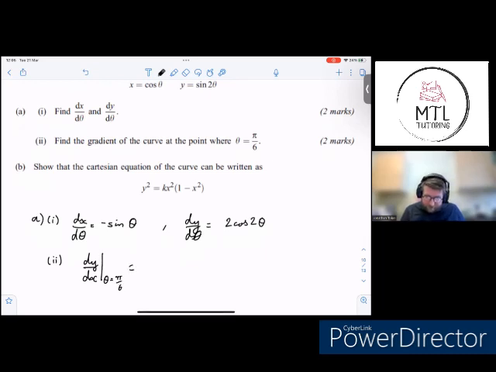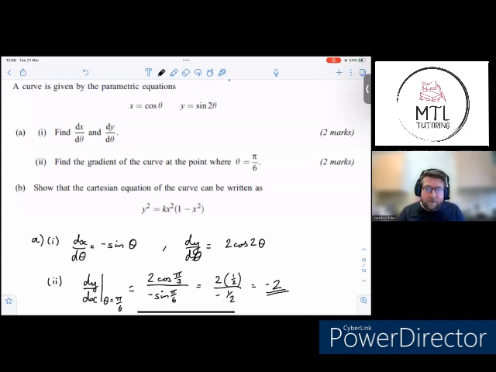Well, dy by dx is just dy by d theta over dx by d theta, so this becomes 2 cos 2 theta, which is pi over 3, over minus sine pi over 6. Okay, so pi over 3 is 60 degrees, so this becomes 2 times a half over, and pi over 6 is 30, so that would be minus a half. So we're just left with minus 2.